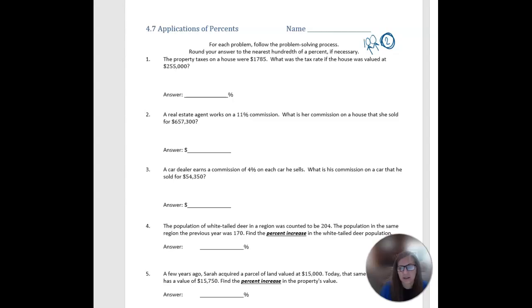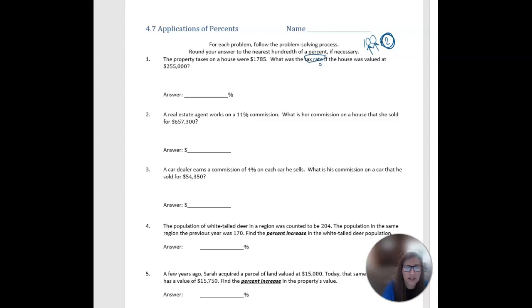I'm not going to do every single one of them in this particular section, but I'm going to do just an assortment of different ways that percentages are used. Number one, the property taxes on a house were $1,785. What was the tax rate if the house was valued at $255,000? Okay, so this is a percent.